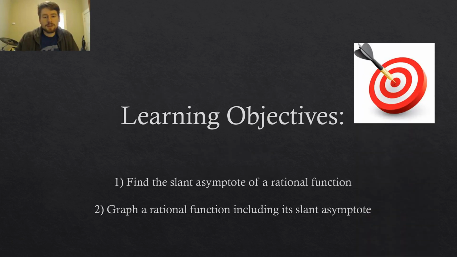The learning objectives in this lesson are to find the slant asymptote of a rational function, to know when rational functions will have slant asymptotes, and then to graph a rational function including its slant asymptote. We'll hit those things that we did last week with graphing rational functions with horizontal asymptotes. We'll just include a slant asymptote for these.